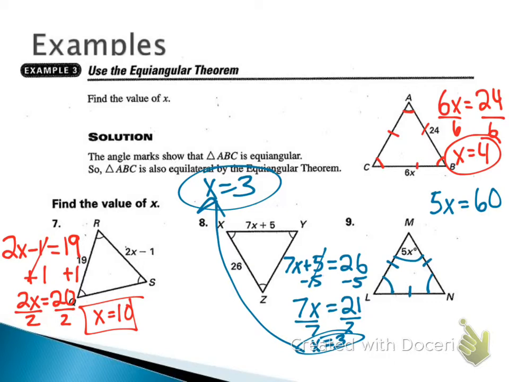So I can set 5x equal to 60. That'll help me find the x. How do I solve that? Divide both sides by 5. So x is going to be 12.